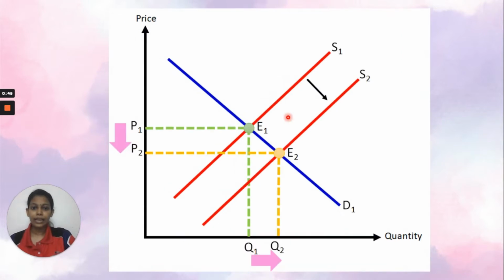Then this will cause changes in equilibrium. This is the new equilibrium after the supply curve shifts to the right, and this is the new equilibrium price, and this is the new equilibrium quantity. When the supply curve shifts to the right, this will cause the price to decrease and the quantity to increase.